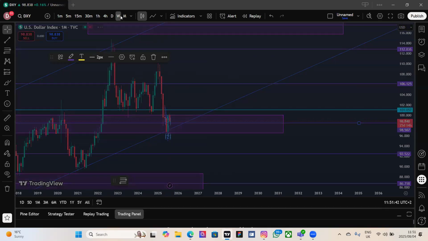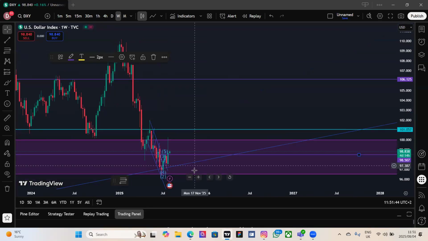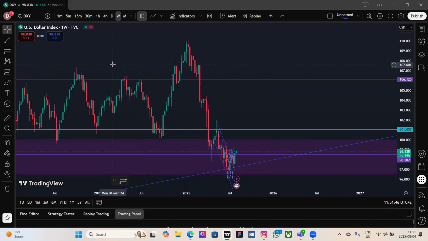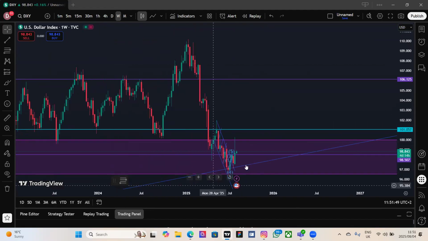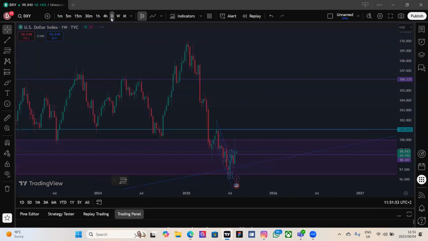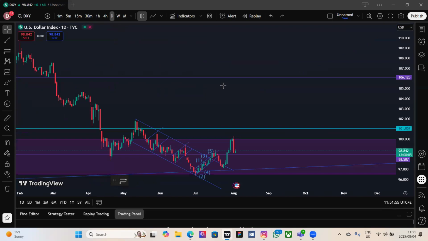As we zoom in onto a weekly, as you can see, we are strongly rejecting this monthly trend line. If you zoom in on the daily time frame, we are seeing that this is a really strong support. This is a really strong level in the sense of demand.